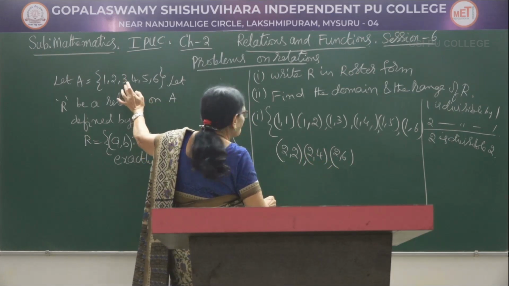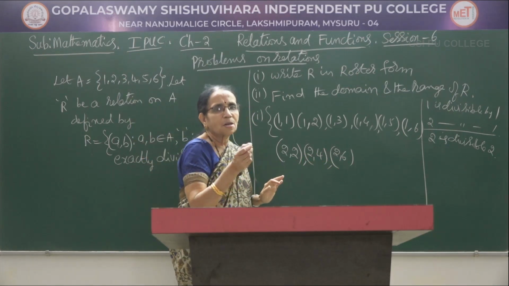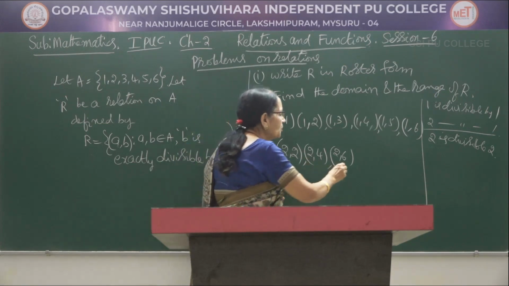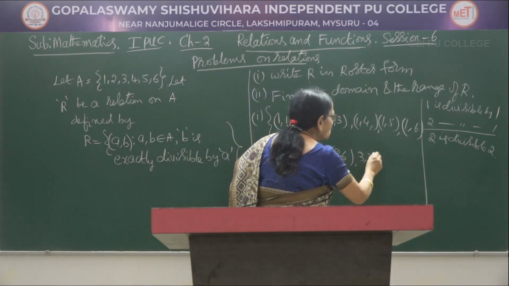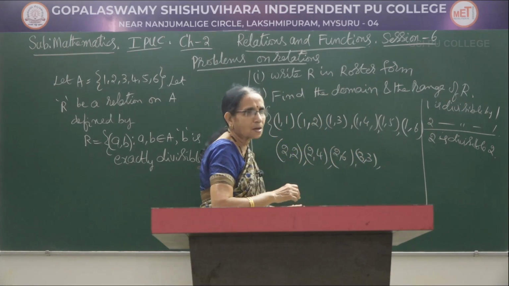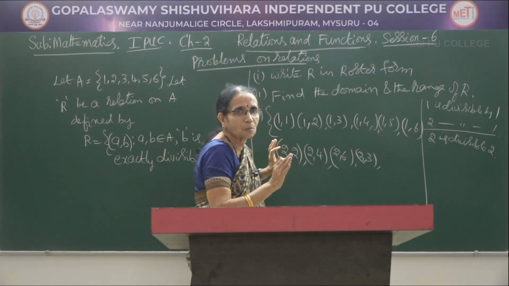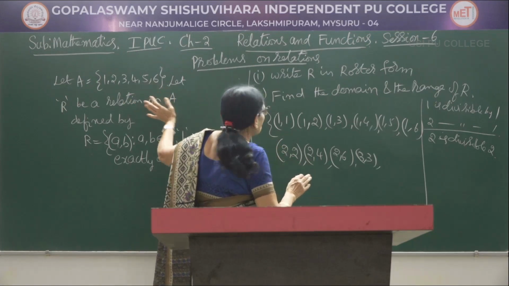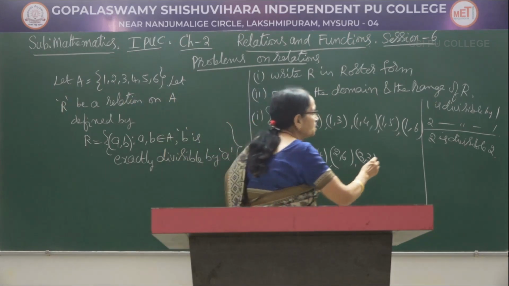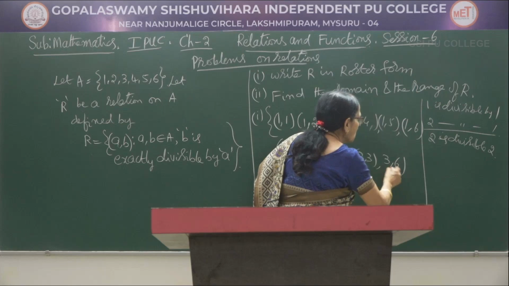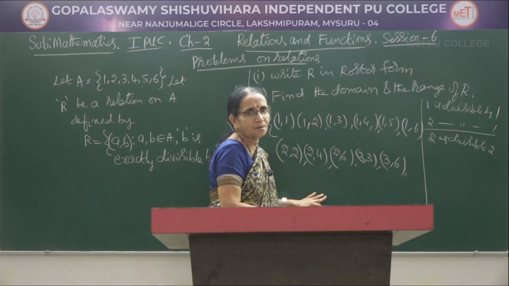Now come to this number. Always any number is divisible by itself. So first we take that combination 3 comma 3, correct? Next 3 comma 4 not possible because 4 is not divisible by 3. 5 is not divisible by 3. Therefore 6 is divisible. Therefore you can take the combination 3, 6.